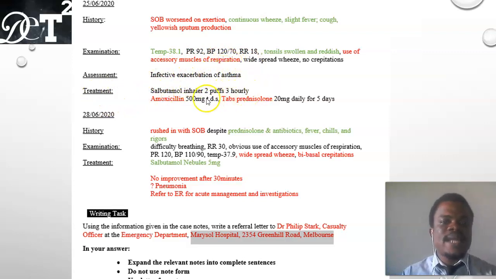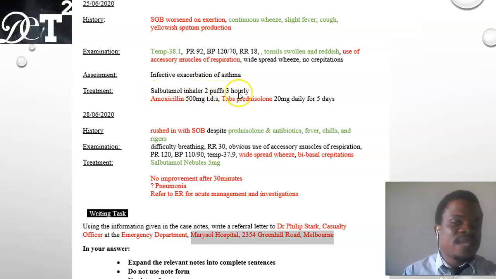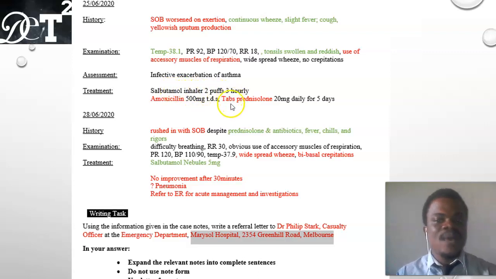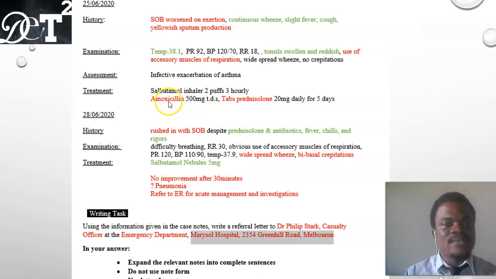So the treatment now, these were the treatments we gave before. There is really no need. And besides, this was the treatment that we gave before. There is no need repeating it again per se. Even if you were to repeat it, you have to paraphrase. But I decided to remove it, not to add it. But the new treatment I now gave, I prescribed the amoxicillin and the prednisolone.